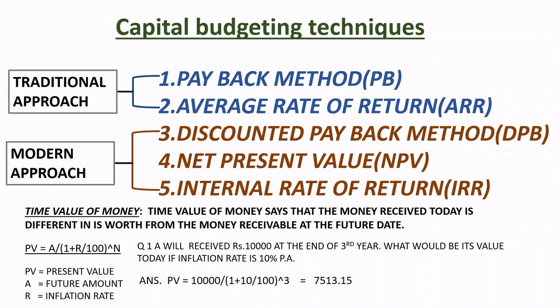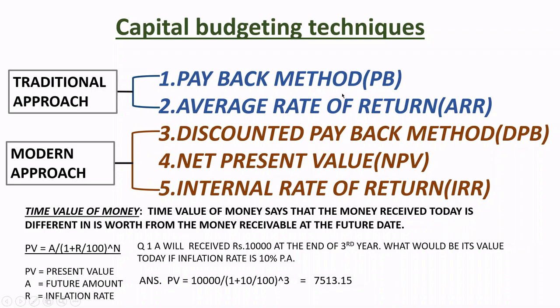As you can see, there are five basic methods in capital budgeting techniques. First is payback method. Second is average rate of return, which is also known as ARR. Third is discounted payback method. Fourth is net present value. And the fifth is internal rate of return.